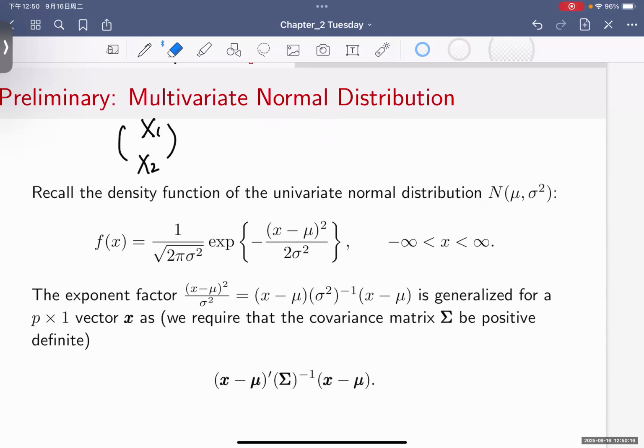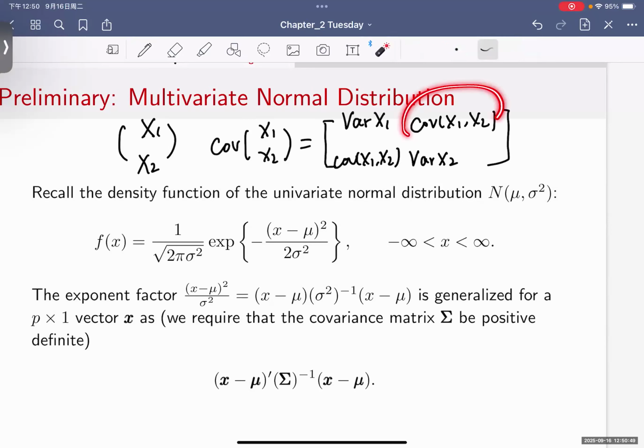The covariance matrix is defined as a standard generalization of the variance. It's a matrix with the variance of x1 and the variance of x2 on its diagonal, and also the covariance of x1 and x2 in the off-diagonal part.